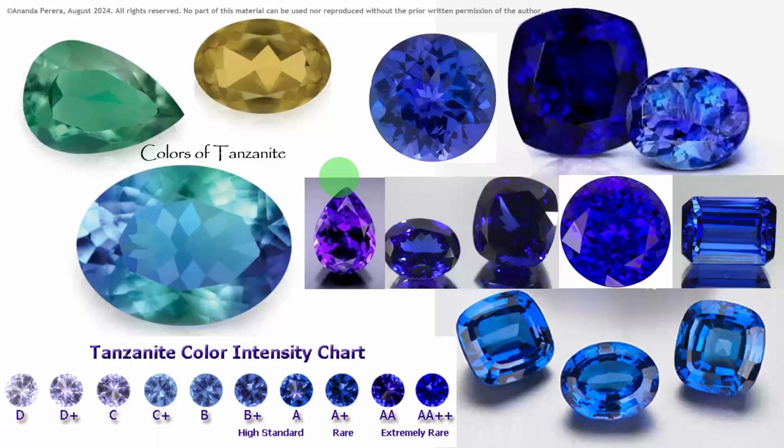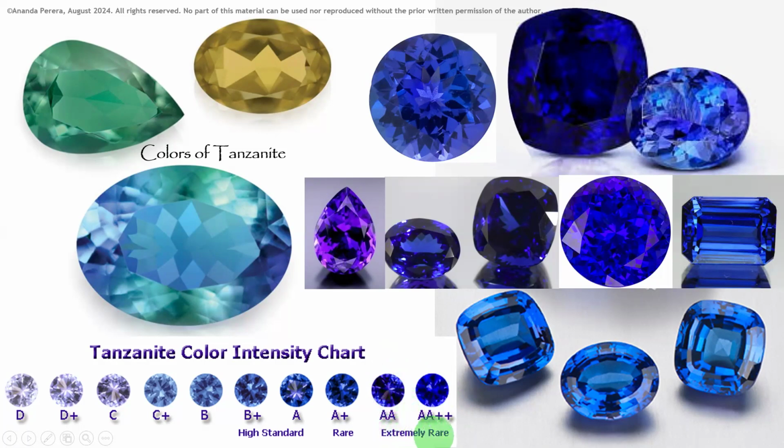When it is being graded, this is the chart. Tanzanite color intensity chart. So see, D. This is D plus, very low coloring. C plus. See, little by little the color improves toward the right side. This is the maximum color, and the second maximum is graded as double A and double A plus. This is the way we categorize the color.